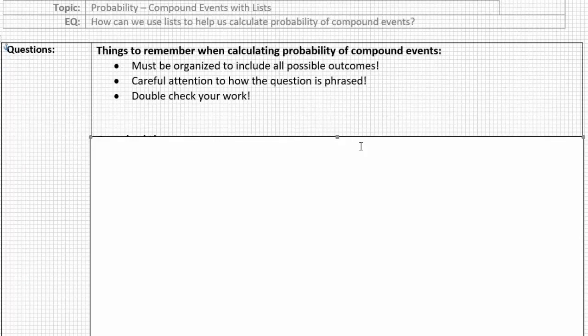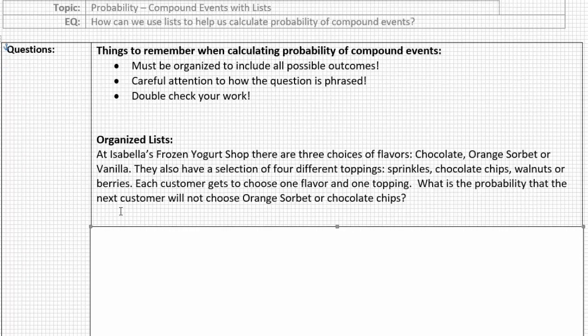So let's take a look at our problem today. We're going to look at a frozen yogurt shop, Isabella's Frozen Yogurt, where there are 3 choices of flavors: chocolate, orange sorbet, or vanilla. They also have a selection of 4 different toppings: sprinkles, chocolate chips, walnuts, or berries. Each customer gets to choose 1 flavor and 1 topping. What is the probability that the next customer will not choose orange sorbet or chocolate chips?